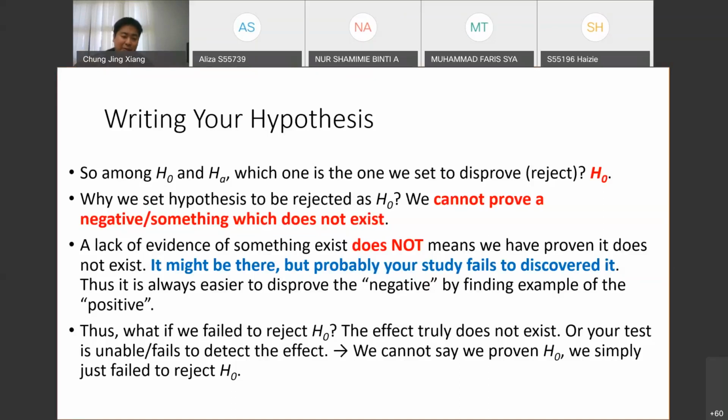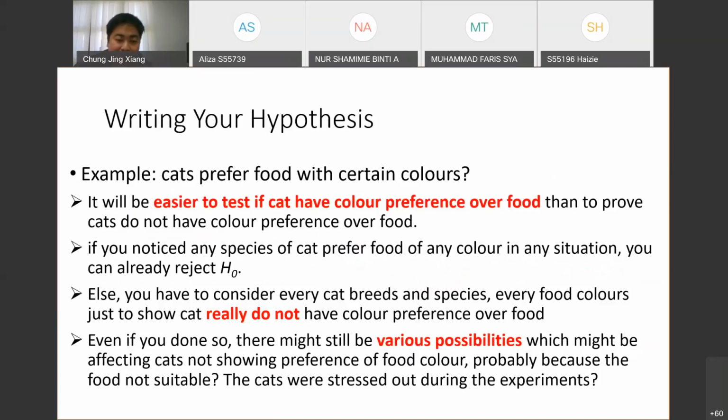All right, let's go to this case study. So we talk a lot about H0 and HA. I think learning from an example is the easiest. So the same question we want to answer: does a cat prefer food with certain colors? It will be easier. So we write H0: it does not have a preference. HA: it has a preference.